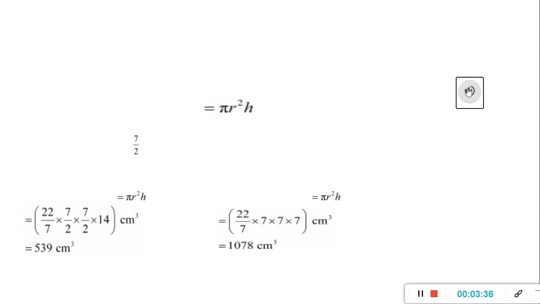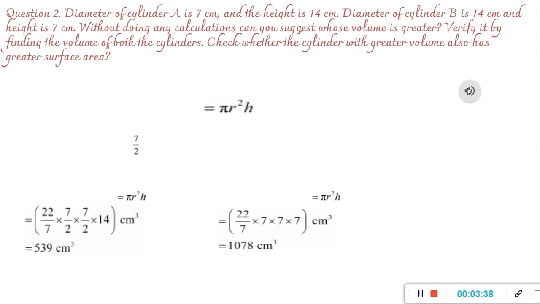Question 2. The diameter of cylinder A is 7 centimeter and the height is 14 centimeter. The diameter of cylinder B is 14 centimeter and the height is 7 centimeter. Without doing any calculations, can you suggest whose volume is greater? Verify it by finding the volume of both the cylinders. Check whether the cylinder with a greater volume also has greater surface area.